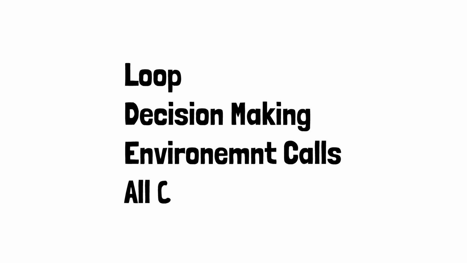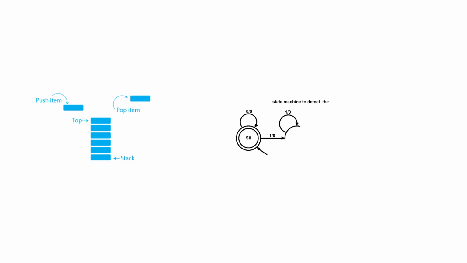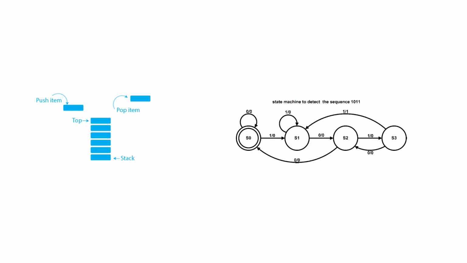We'll also learn things like loops, decision making, interacting with users, and even performing system calls. You'll learn important concepts, things like arrays and stacks, and then we'll put them together in a state machine for real-world control flows.